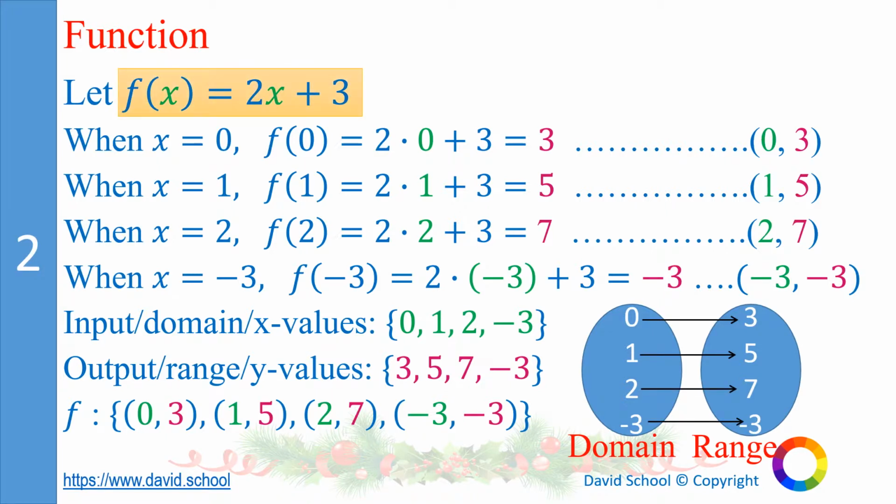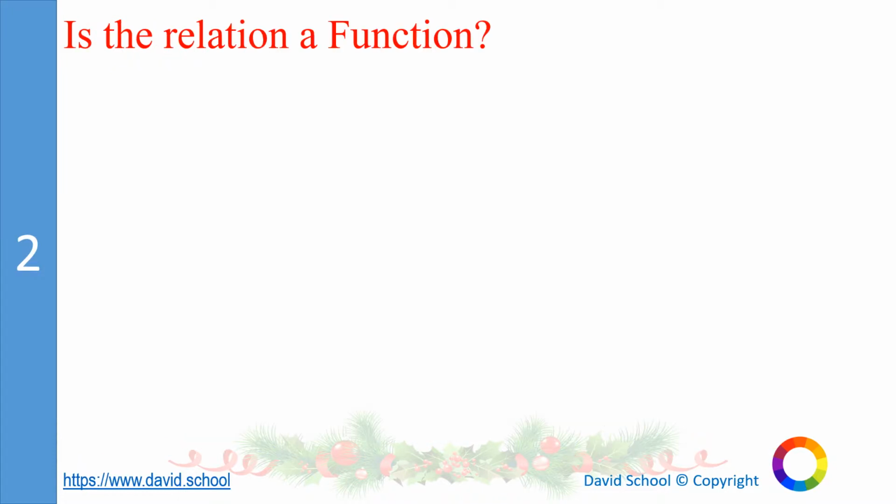A relation or function can be represented as a set of ordered pairs or as an equation. The relation or function is then the set of all ordered pairs (x, y) that makes the equation true. Now we will see whether these relations are functions. In the previous example, we have taken this function f of x equals 2x plus 3, which can also be represented as a set of ordered pairs.